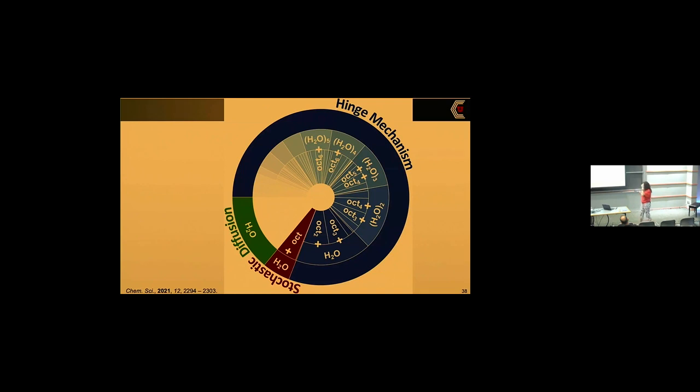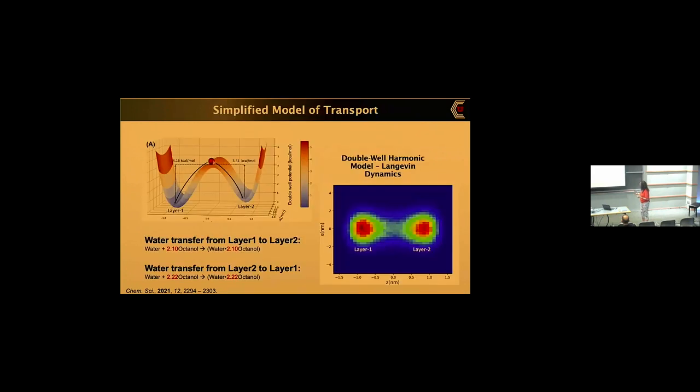We had hundreds of thousands of these events, and we were able to identify all water transport processes. Something like 83% were transported by this hinge mechanism. We could very clearly delineate that transport process relative to diffusion or stochastic flipping of individual octanols that might carry a water with them. The beautiful thing about this hinge mechanism is it follows a very nice double harmonic well, a simple potential energy function. So you can do Langevin dynamics and totally capture the transport process with this very simple model, using the barriers that we identified from our atomistic simulations.